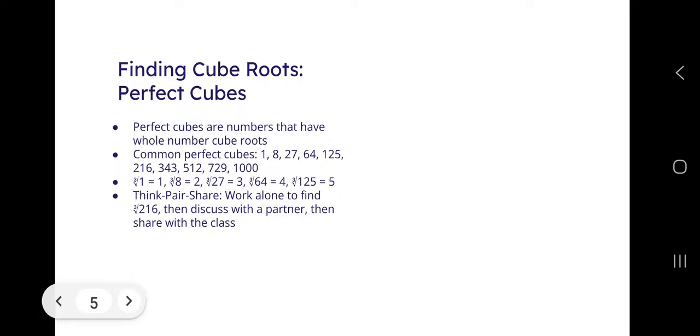So, work alone to find the cube root of 216, but discuss. For this, I'm going to have you answer in the comments.